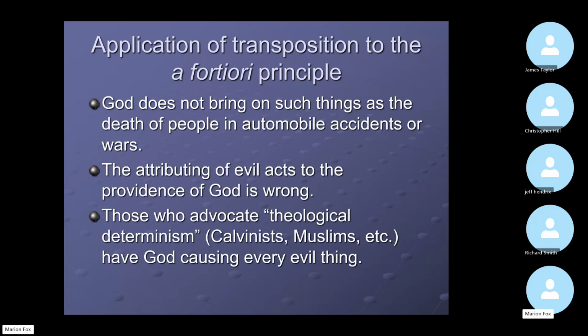Those who advocate theological determinism, Calvinists, Muslims, etc., have God causing every evil thing to occur. Theological determinism says that everything happens because God controls everything. He's in control of everything, and he makes everything happen that does happen. Of course, that's not true. Okay?